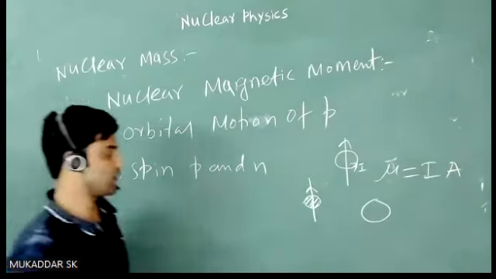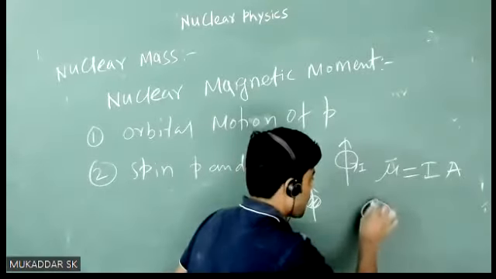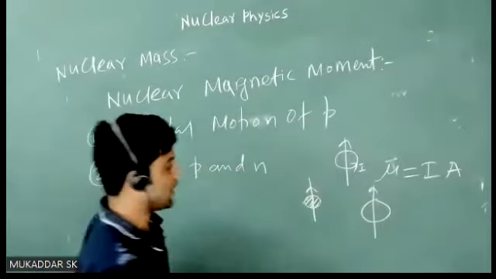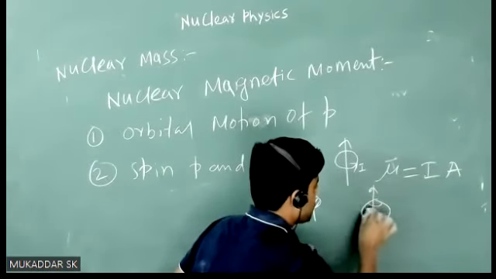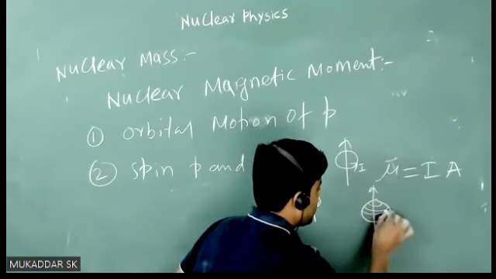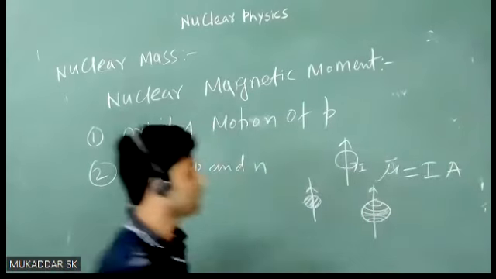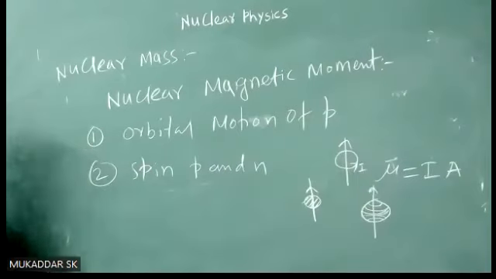So there will be many loops inside that proton during its spinning. So it is like that. Suppose this is your proton, it is spinning about its center of mass. It will have many current loops inside this proton, and that will give the contribution to the magnetic moment of the nucleus. Is it clear? So during spinning, the proton will produce magnetic moment.